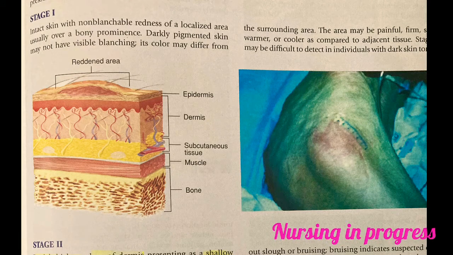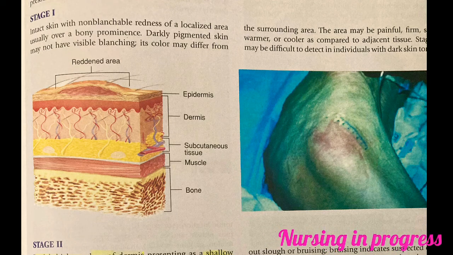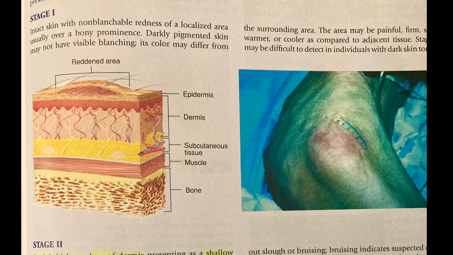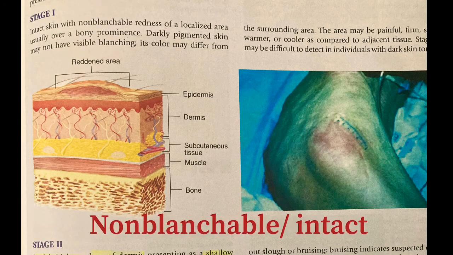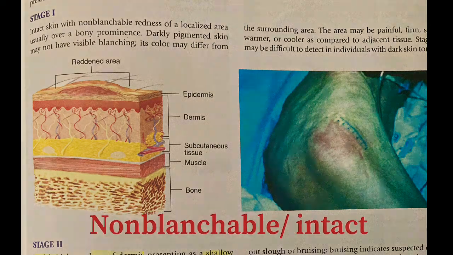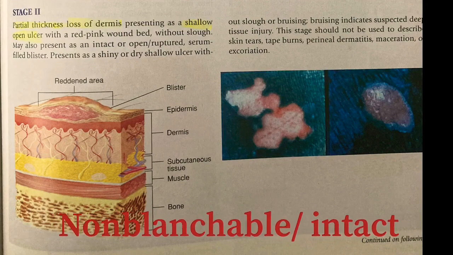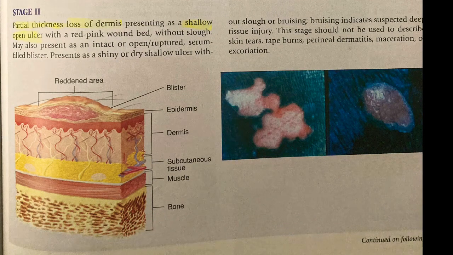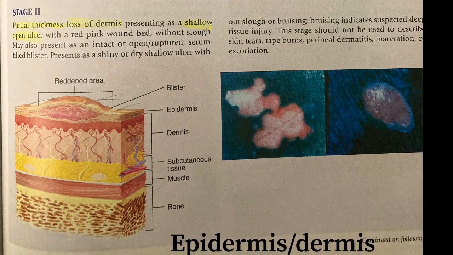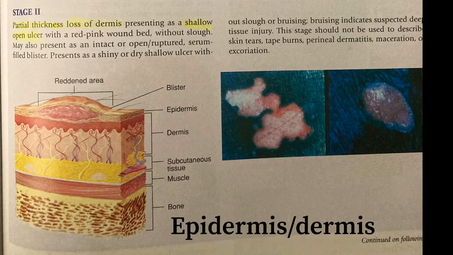Stage 1 would definitely be considered non-blanchable. So just look for non-blanchable intact skin, anything that's non-blanchable erythema or intact skin. Those are the keywords to look for. For stage 2, you're going to be looking for partial thickness, epidermis and dermis. So stage 1 is non-blanchable, and we're still on the epidermis part. And then on stage 2, remember, we're going into the dermis.